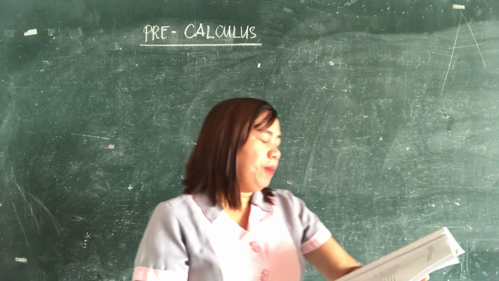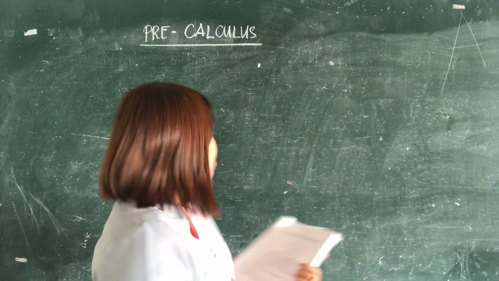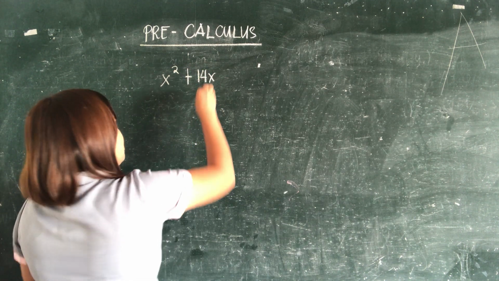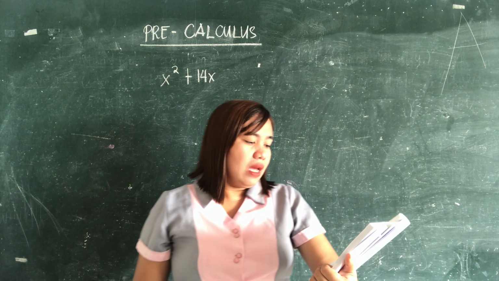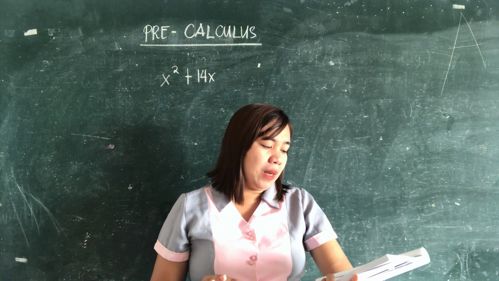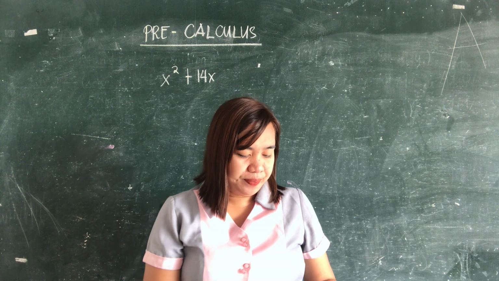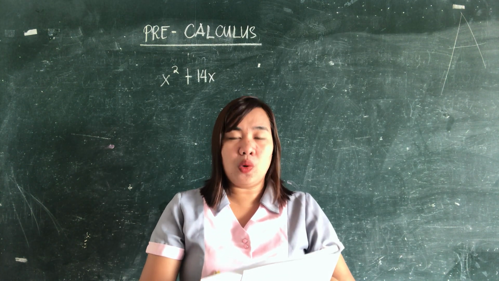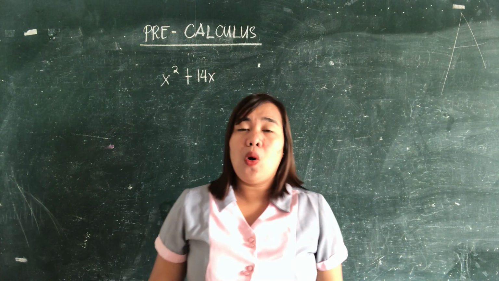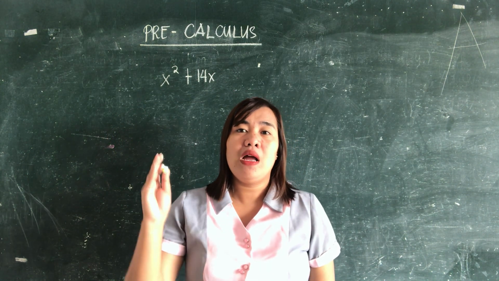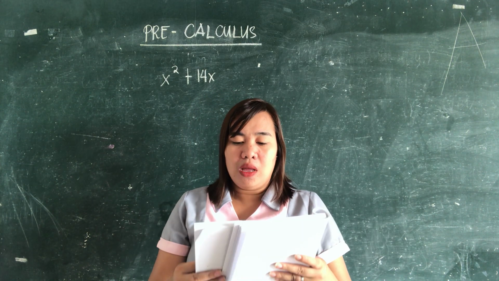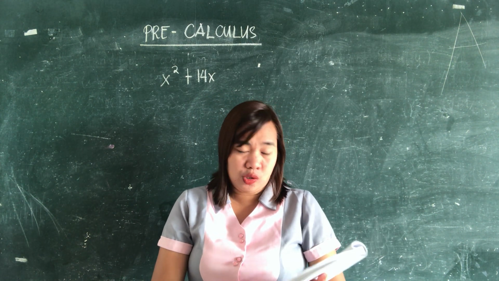Before we proceed on rewriting general equation to standard equation, let us have a short review of completing the square. So in completing the square, like the expression x squared plus 14x, it means determining the term to be added that will produce a perfect polynomial square. Since the coefficient of x squared is already 1, no need na tayong mag-factor out or simplify before completing the square. We take half the coefficient of x and square it.